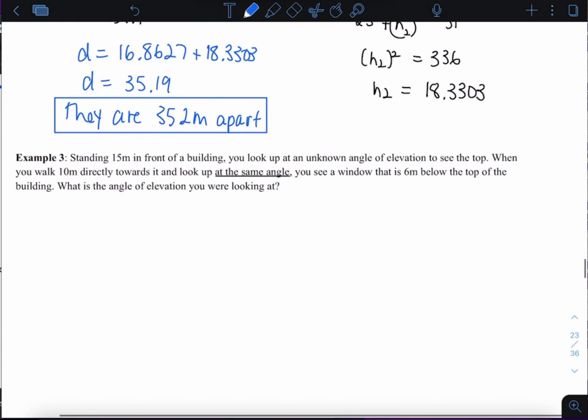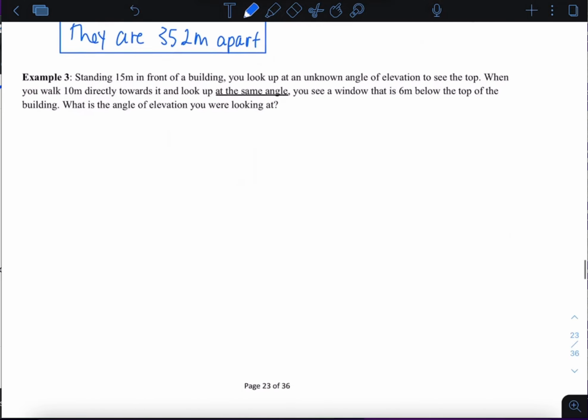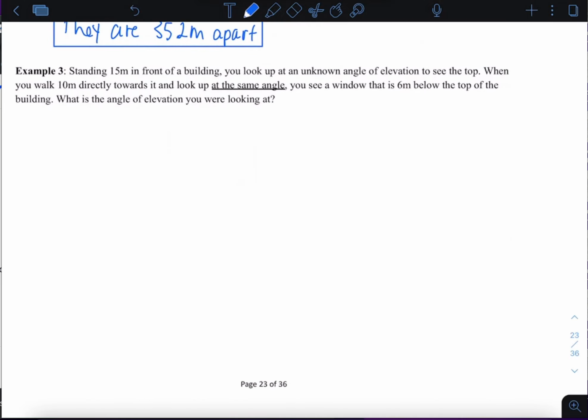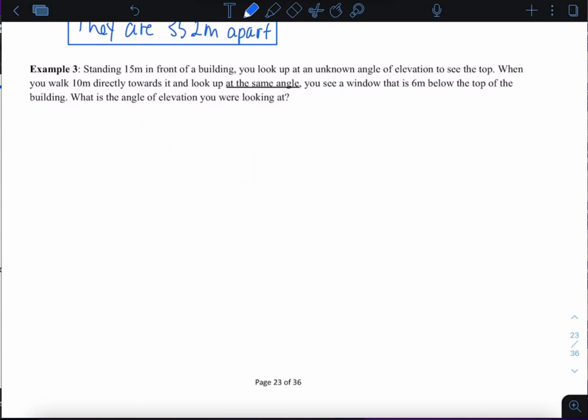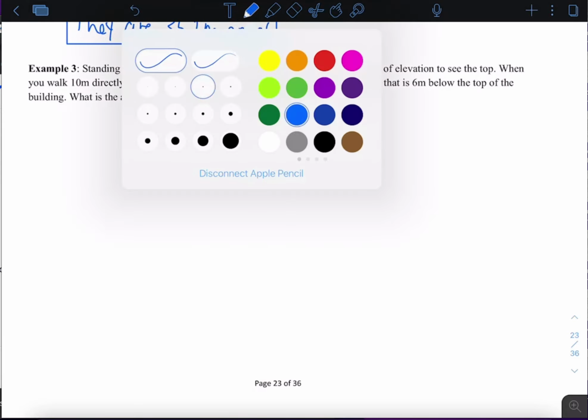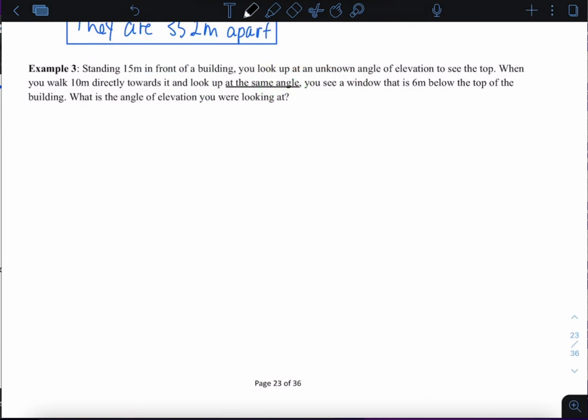Cool. All right, here we go. Standing 15 meters in front of a building, you look up at an unknown angle of elevation to see the top. When you walk 10 meters directly towards the building and look up at the same angle, you see a window that is 6 meters below the top of the building. What is the angle of elevation you are looking at?